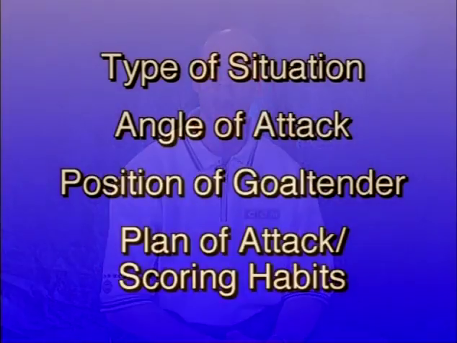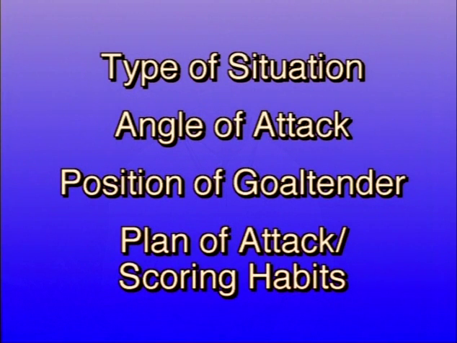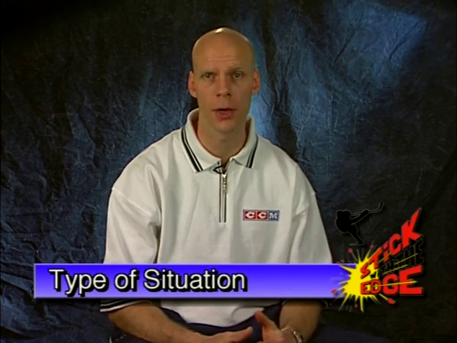There are four primary principles to scoring on the breakaway or penalty shot. These include the type of situation, the angle of the attacking player, the position of the goaltender, and the attacking player's individual scoring habits. Let's examine these principles and rules. First, the type of situation. There are two types of situations, the breakaway or the penalty shot.